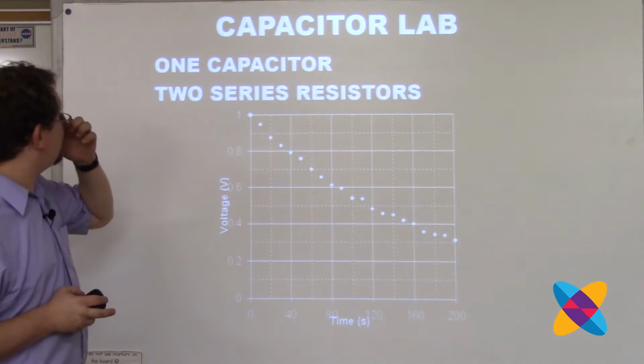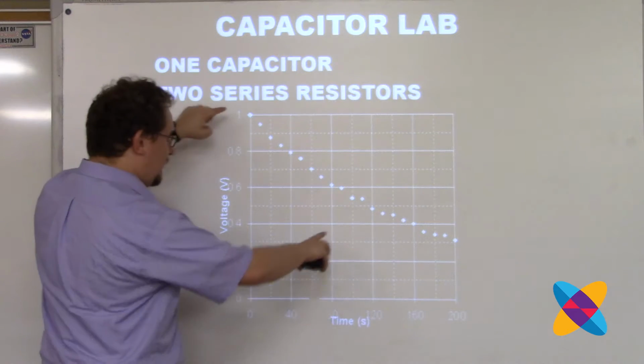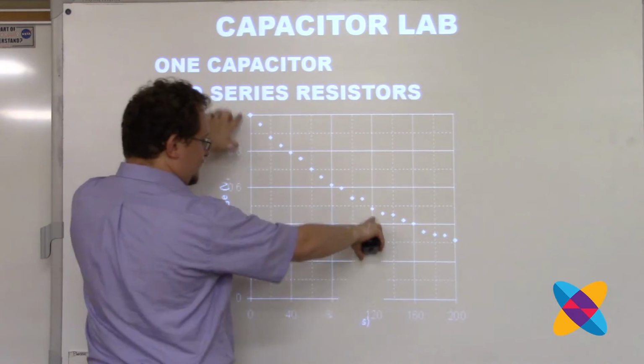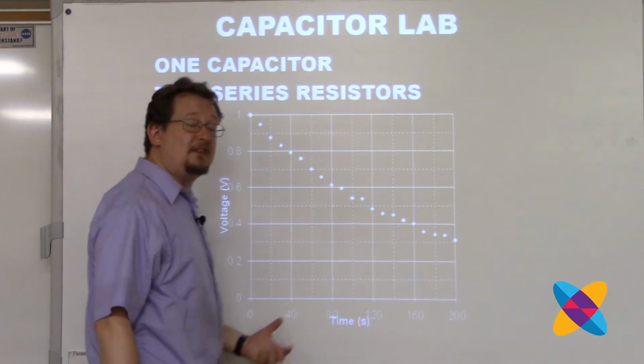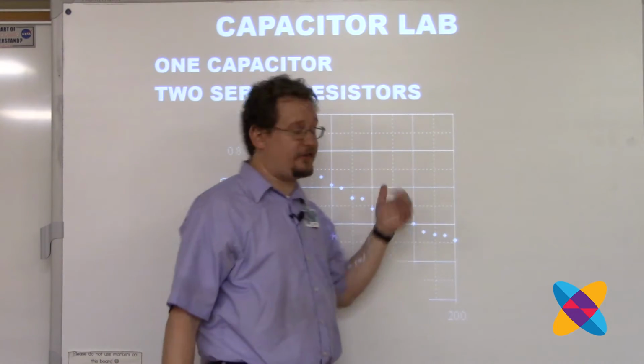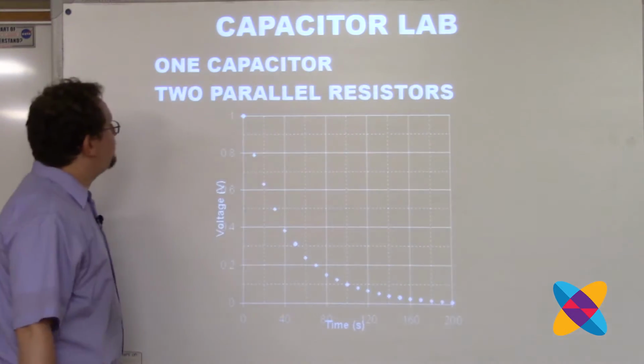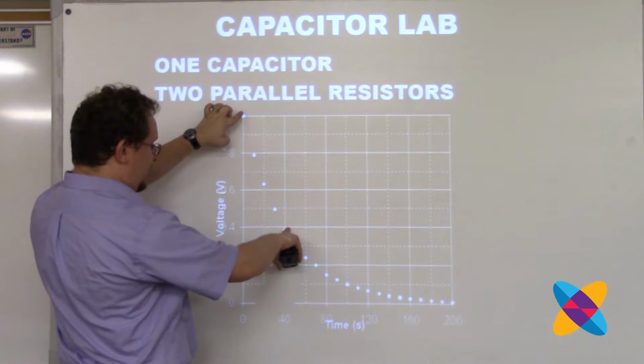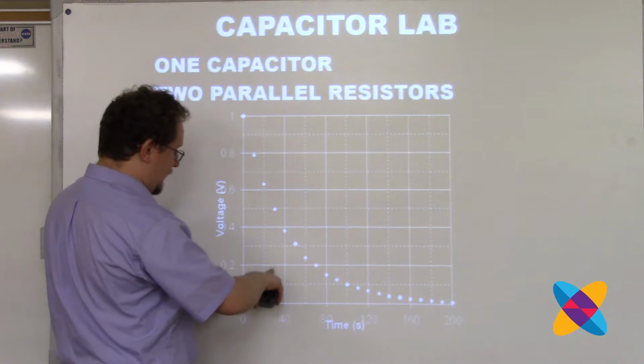Here's one capacitor, 2 series with resistors. What I noticed is that the halving time actually doubled. So double the resistance is double the halving time. So the halving time is directly proportional to the resistance. That was double the halving time. But one capacitor, 2 parallel resistors, that's half the resistance. And it results in half the halving time.